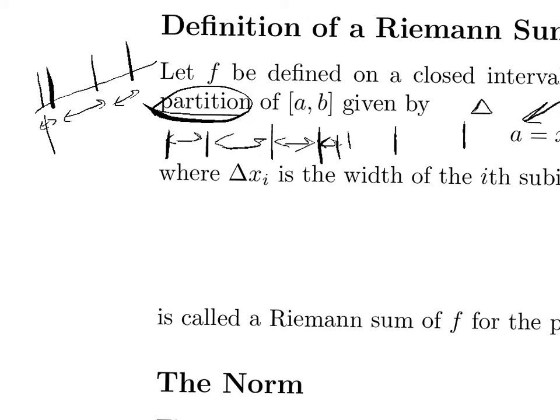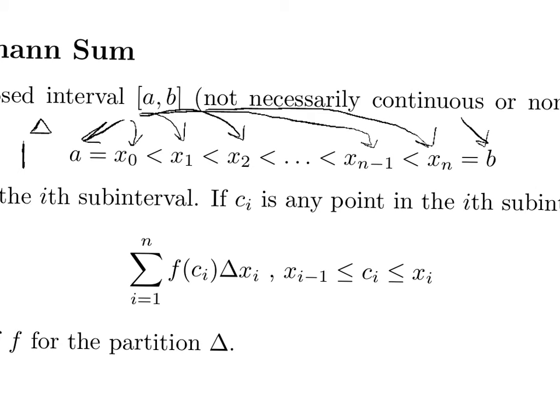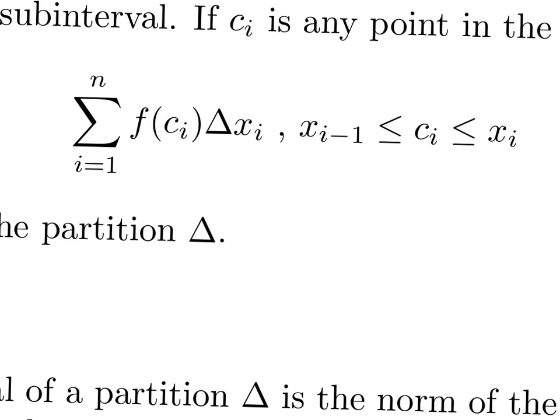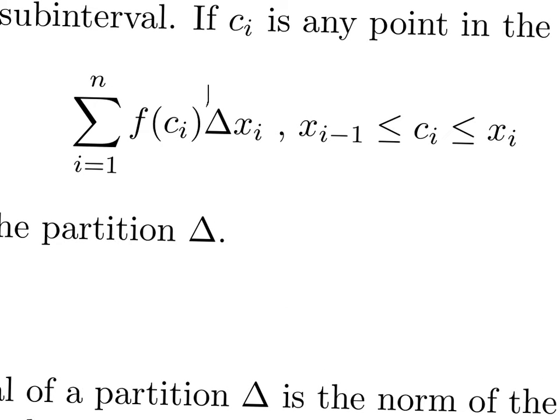And then the x values that that partition corresponds to start with a, or x0. The next one we would call x1, then x2, then x3, all the way up to however many we have, xn, which is the endpoint, b. Then we can use that partition in the same kind of sum that we saw before, except now the width of each partition is different.